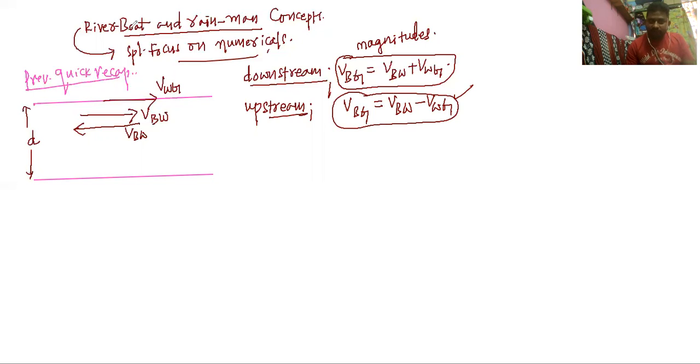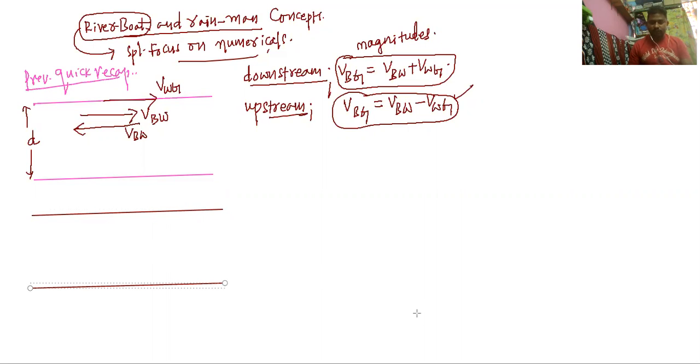In the same way, river boat concept, when a man or a boat crossing the river, it can cross in two different ways. That also we have discussed. And let's have a look at the number one. Number one is the shortest path. Number two is the shortest time. I hope you can remember this one. I hope you might have recollected.